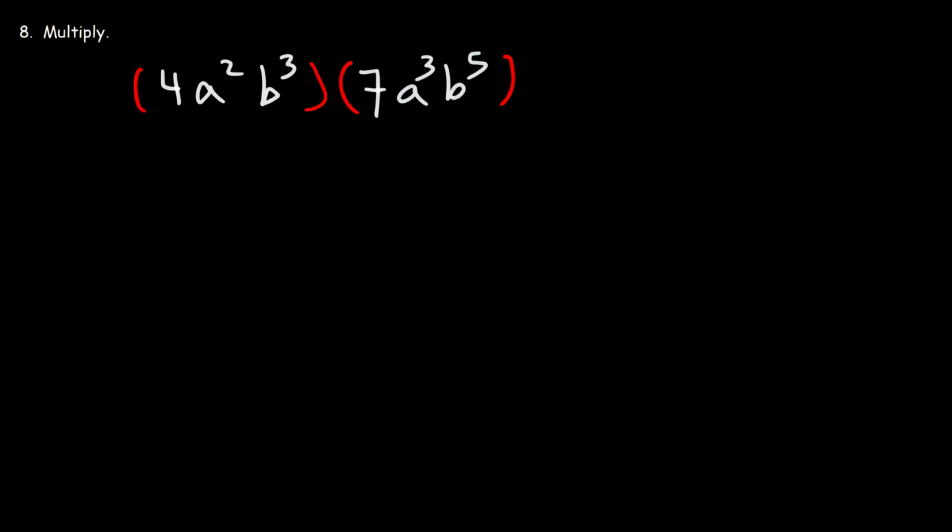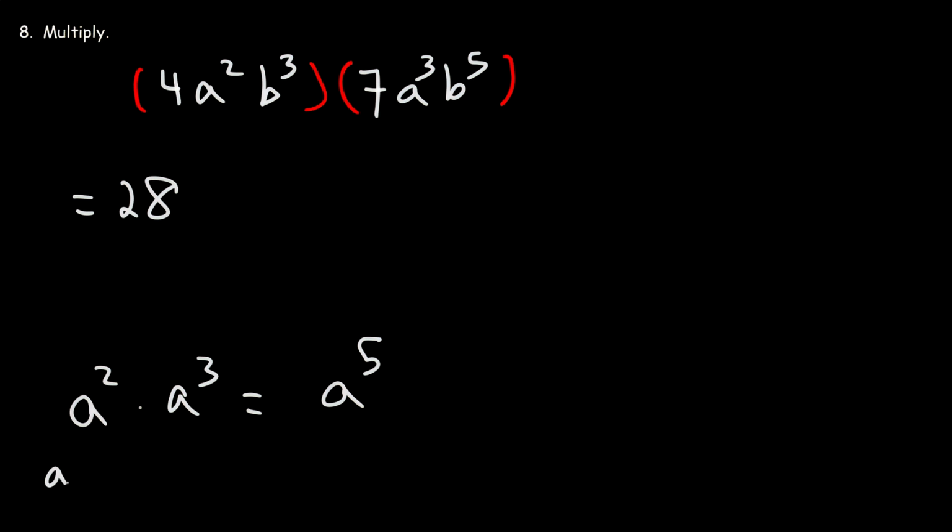Number 8, multiply. So what is 4A squared B cubed times 7A cubed B to the 5th power? So first we need to multiply 4 and 7. 4 times 7 is 28. Now what is A squared times A cubed? A squared times A cubed is A to the 5th power. You need to add 2 and 3 to get 5. A squared means that we're multiplying 2 A's together. A cubed means that we're multiplying 3 A variables together. So in total, we have 5 A variables.